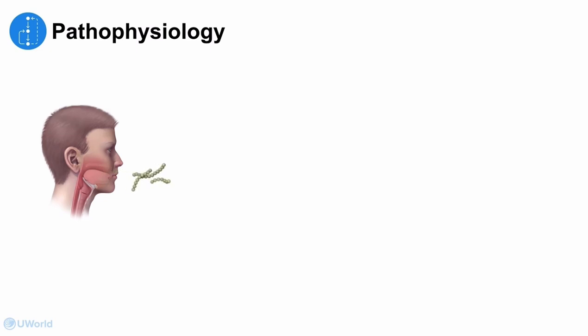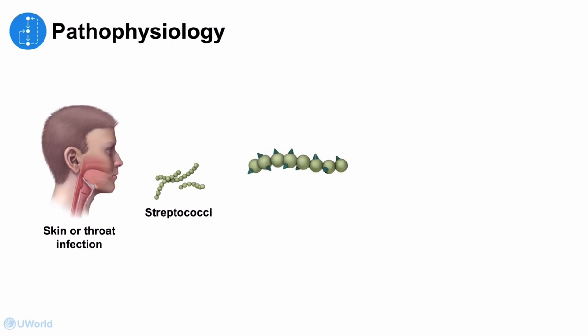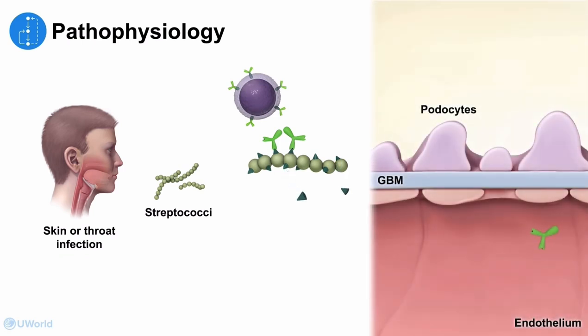PSGN occurs following skin and throat infections with certain strains of Group A streptococci that produce nephritogenic antigens. During the immune response to the initial infection, B cells generate IgG antibodies against these nephritogenic antigens. Although the streptococcal infection is localized to the skin or pharynx, some of the nephritogenic antigens are able to enter the circulation. There, they bind circulating antibodies to form immune complexes that are deposited along the glomerular basement membrane.